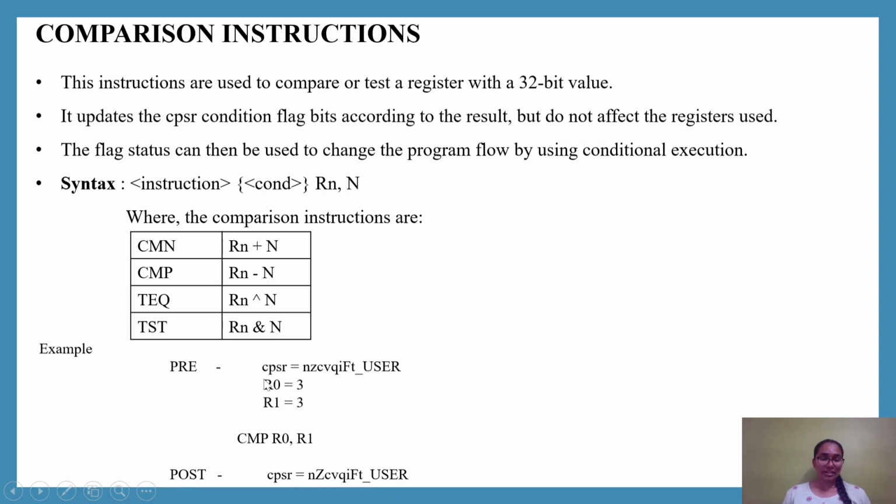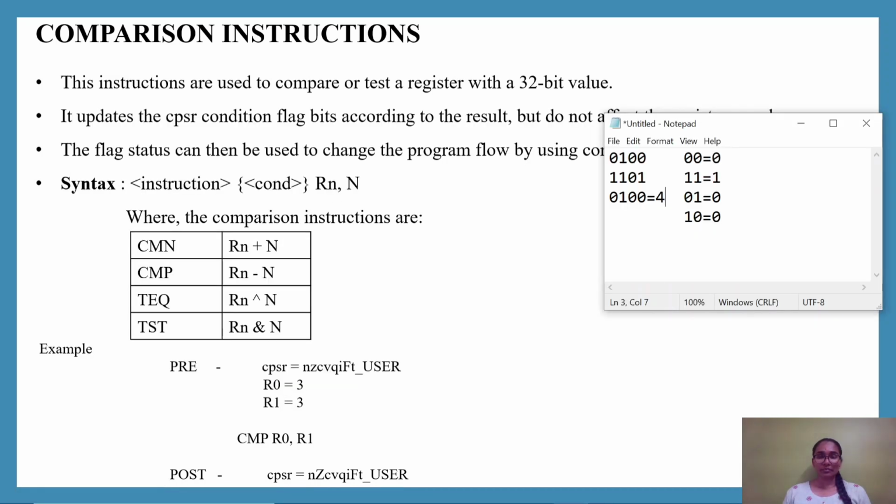Now, in the pre-instruction, let us consider the CPSR flag, and let the data stored in R0 be 3, and in R1 also 3. So compare R0 and R1. Here only 2 operands will be used. So we are comparing both the registers. Let us consider this example now. In R0 we have 3, and in R1 it is 3.